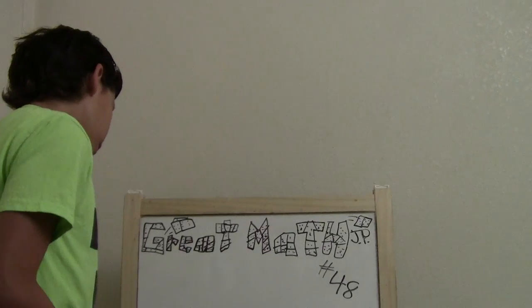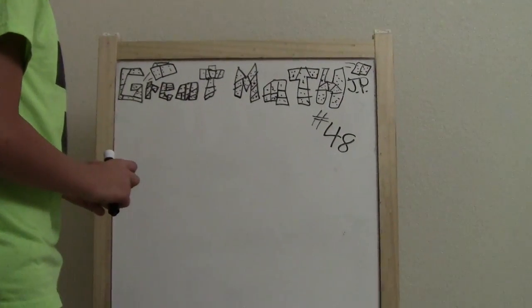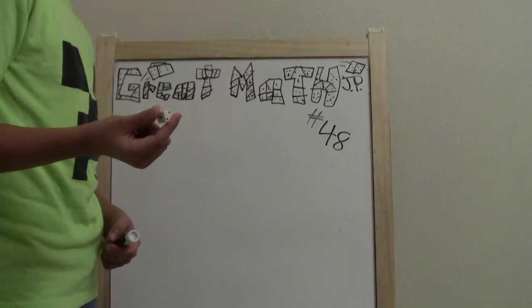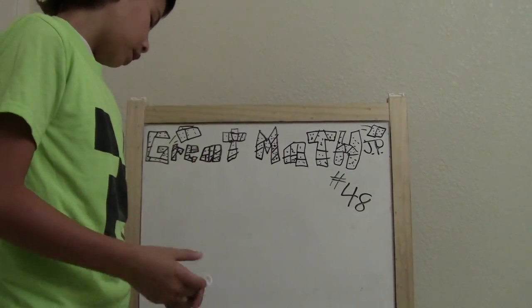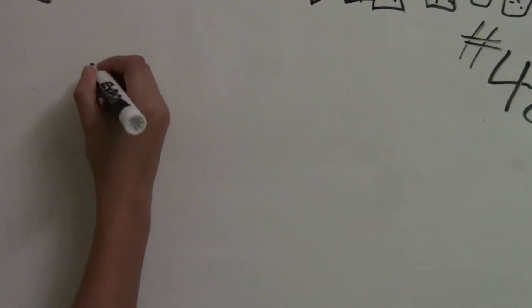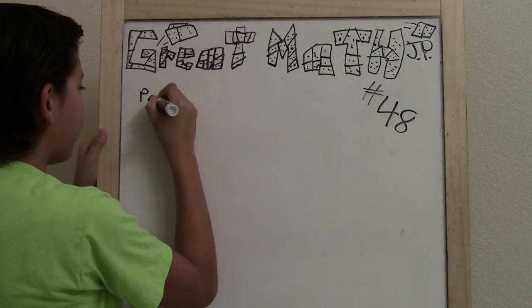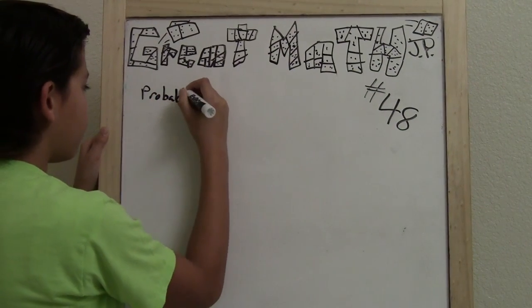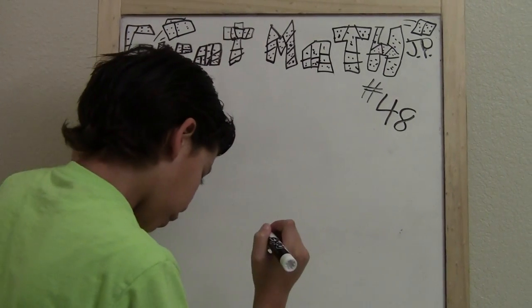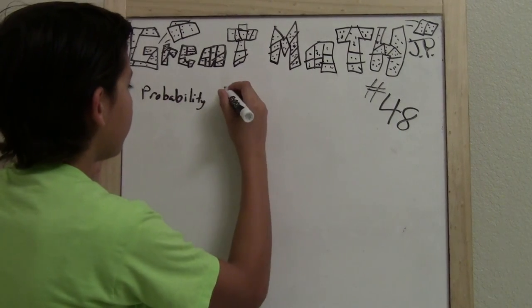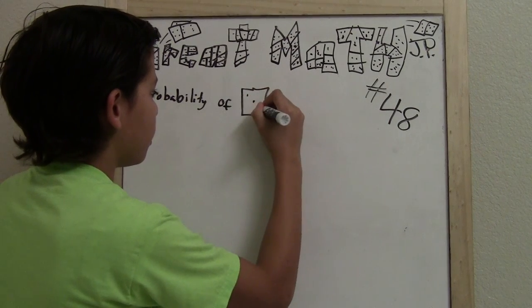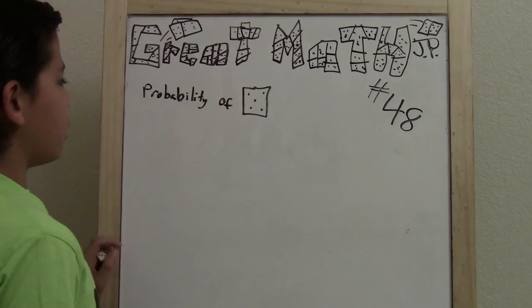Okay. So suppose we roll a fair 6-sided dice. What's the probability that a 5 is rolled? So the probability of 5. Did I spell that right? Yeah, I did. Probability to get a 5?